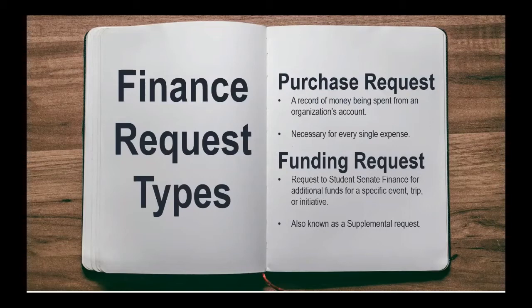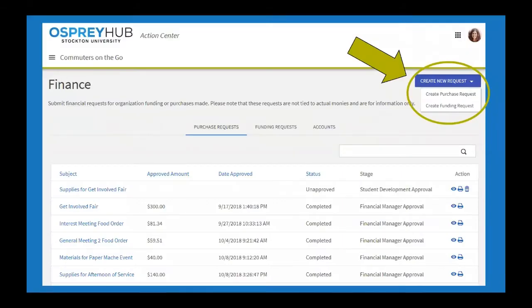The difference between a purchase request and a funding request is that the funding request is when you're actually requesting additional funds from Student Senate Finance, for maybe a specific trip, an event, or initiative. It's also known as a supplemental request, so you might hear people refer to it as that. That used to be our official language for what we called it. But through Osprey Hub, you're going to see only these two options, the purchase request and the funding request.